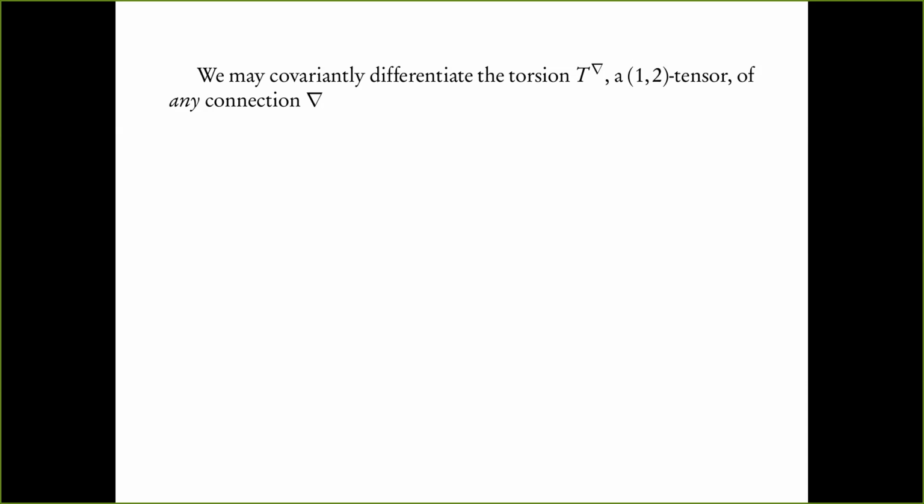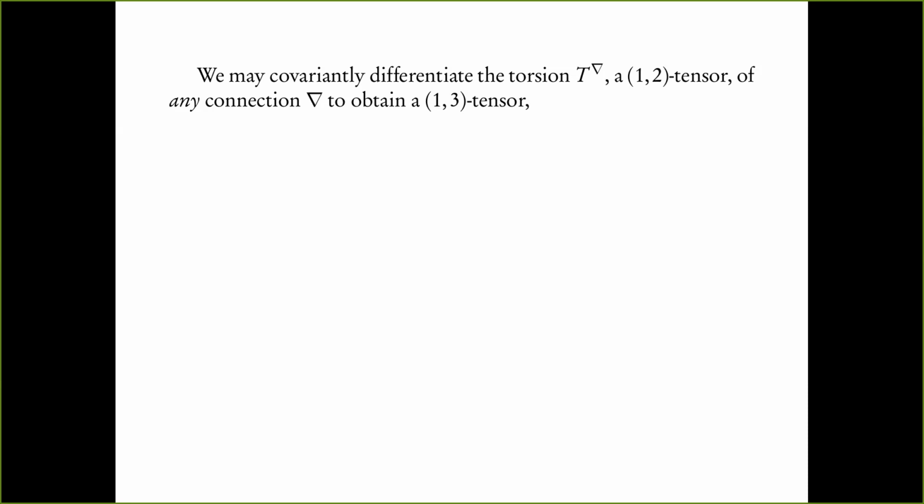It's a tensor, and we know how to covariantly differentiate tensors. That was one of the lectures that we spent quite a bit of time on. So you can differentiate vector fields, you can covariantly differentiate forms, and then you can use Leibniz rule to covariantly differentiate (p,q) tensors. So in particular, you can covariantly differentiate a 1-2 tensor. In particular, you can covariantly differentiate the torsion. And if you do that, what you obtain is a 1-3 tensor.